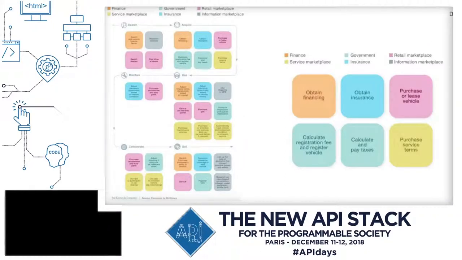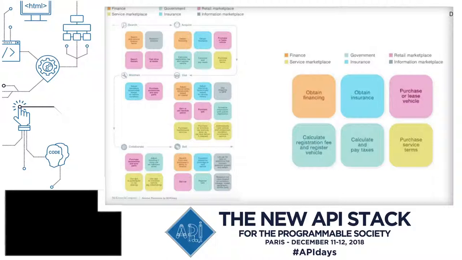I have drawn this customer journey map, but this is actually from McKinsey. So they have drawn this customer journey map for buying a car or for owning a car. So it starts with searching. You search for a car, and there's a couple of different steps involved.